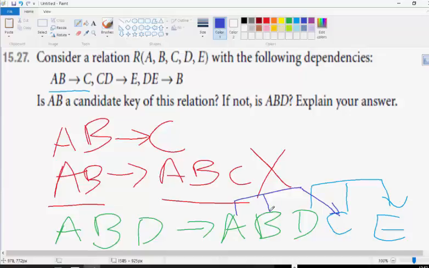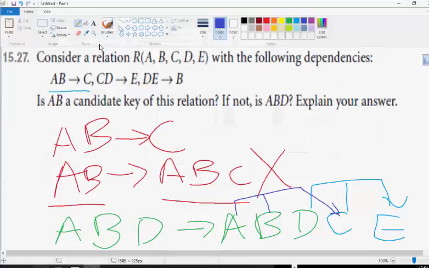So if someone says, why is ABD a candidate key? Show that it can lead to everything else. That's one part. The second part of a candidate key is that it has to be minimal. Minimal meaning, can I remove something and it should still work? So I have ABD. If I do AB, it won't work. If I do BD, it won't work. If I do AD, it won't work. Right, so that is now my explanation.